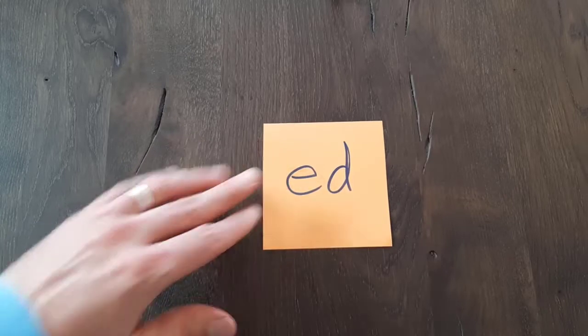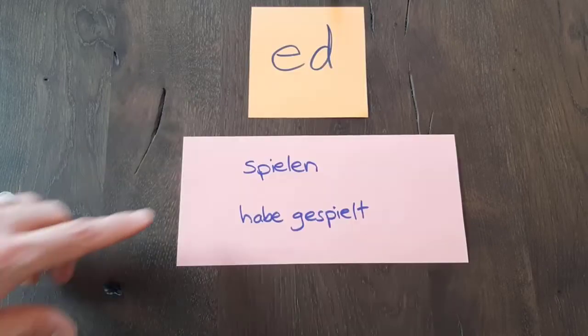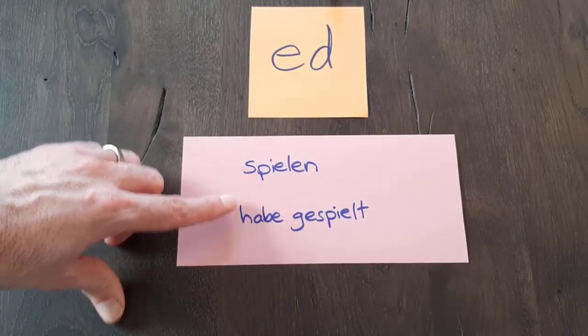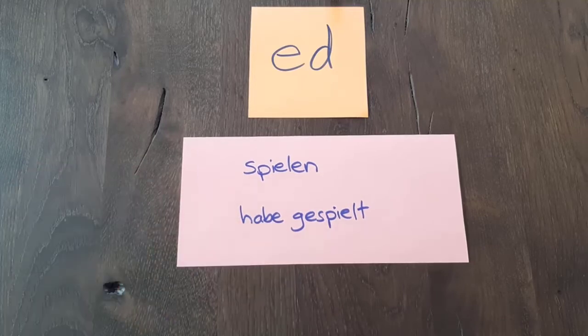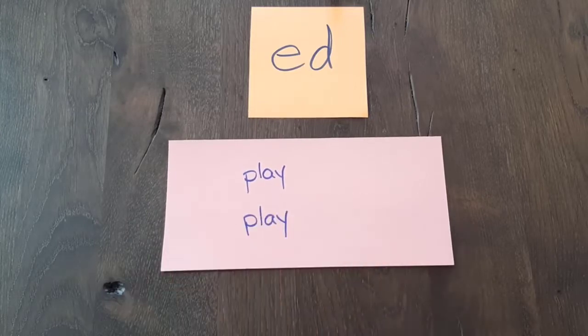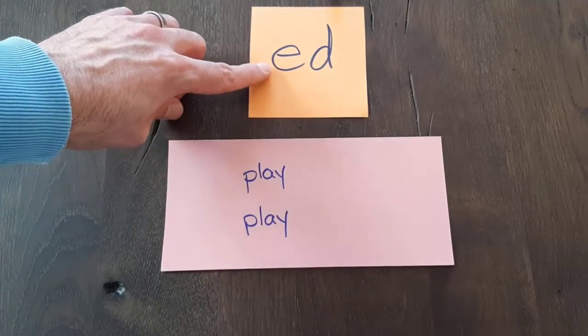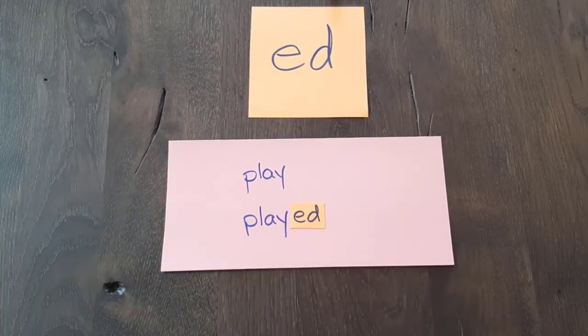So the first thing you'll need for sentences in the simple past are these two letters, E and D. Really important, and I'll show you some examples. So let's take the German verb spielen. If I talk about yesterday, gestern, I could say ich habe gespielt. And in English, spielen is play. And all you need for the simple past is the ed. And then you have yesterday I played.